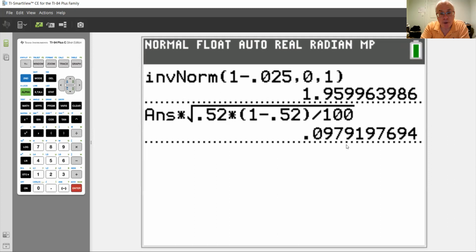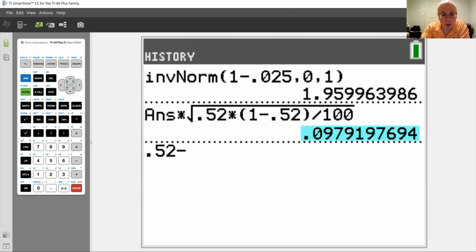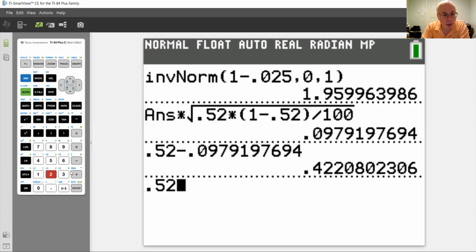Now, once we have the margin of error, to get the confidence interval, we're going to take our 0.52, our sample statistic, our sample proportion, and subtract the margin of error to get the left endpoint. So I'm going to scroll up, hit enter. There is my left endpoint. And then I'm going to take 0.52 and add the margin of error. And the margin of error again is the 0.0979 number.